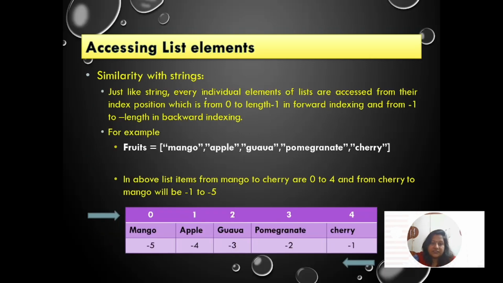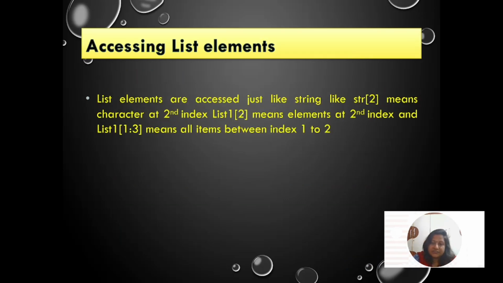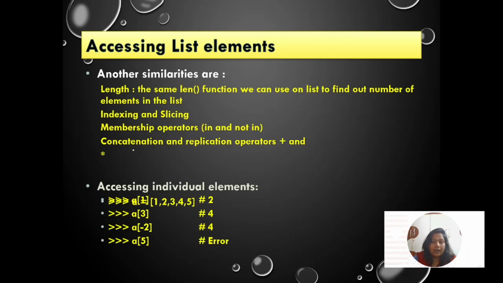The next one, accessing list elements. Like a string, you access list elements starting from index 0 till the length minus 1. As well as you can use negative indexing also. It will start from -1 till -5 as per this example. Again, how do we access list elements? Like how you access string elements, the same way you can access it.